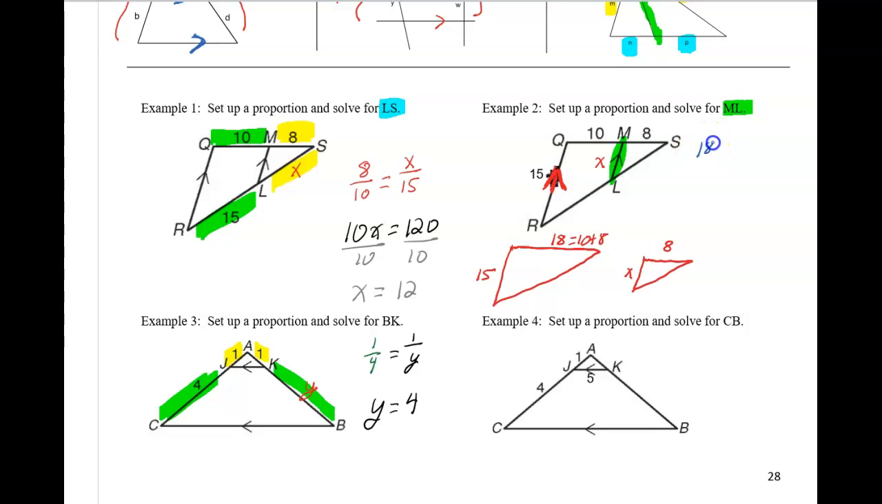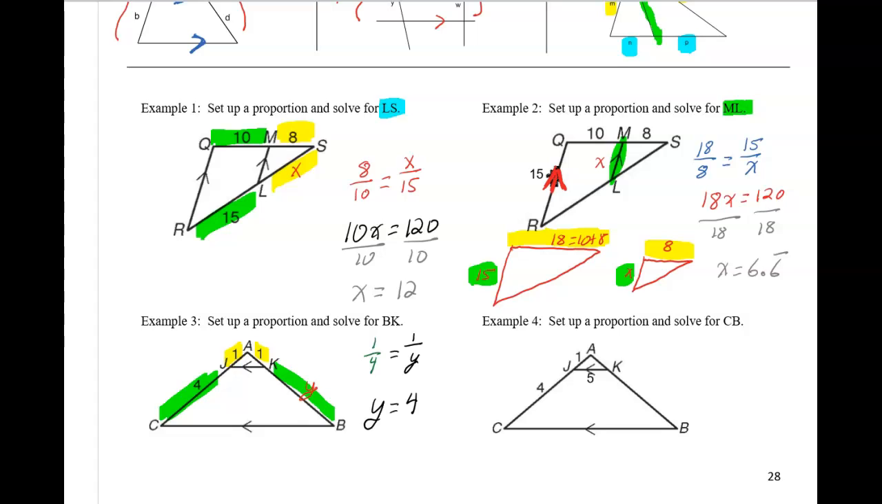We could say 18 over 8 is equal to 15 over x. So I went the yellow over the yellow, and then the 15 over the x. So now we can cross multiply. 18x is equal to 120. Divide by 18. And here you will get a decimal possibly. You get x to be 6.6 repeating.